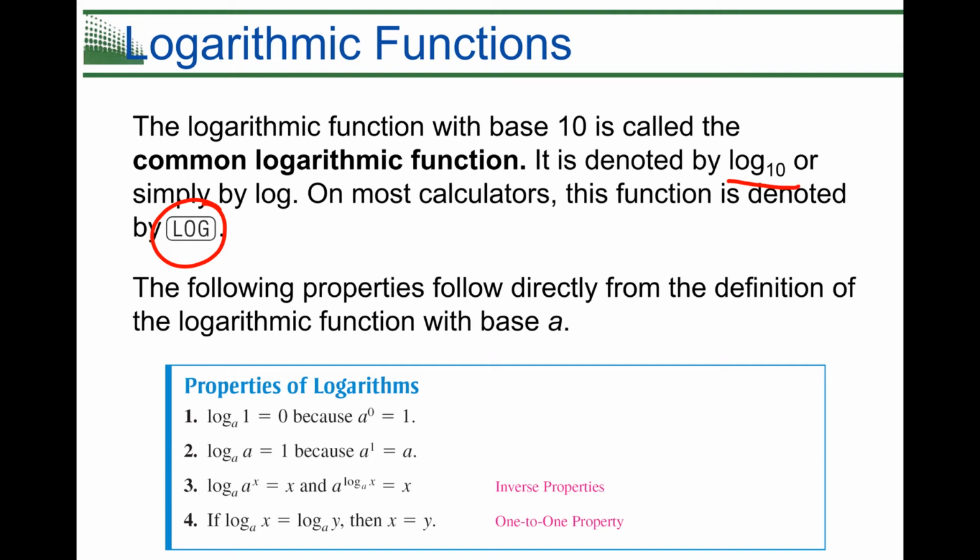So the following properties follow directly from the definition. Write this down. Properties of log. Log base a of 1 is equal to 0, and that's because a to the 0 is 1. Log base a of a is equal to 1, because if you rewrite it, a to the first is a. Log base a of a to the x equals x, so it's almost like this part cancels out to give you x. And same thing here, a to the log base a of x, those cancel each other, they're inverses, so you just get x. Inverse property.